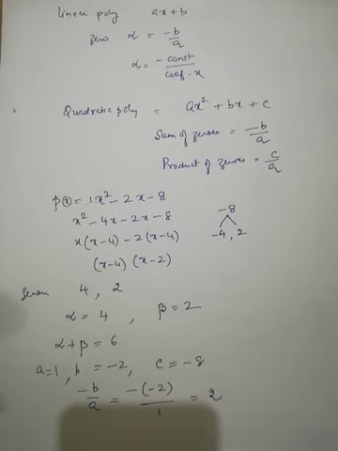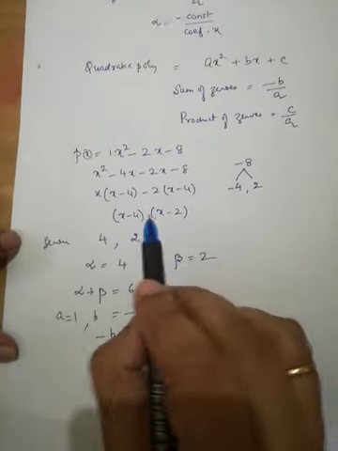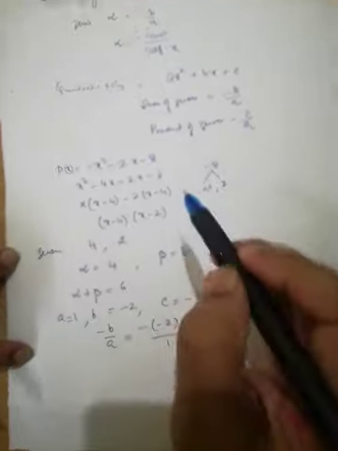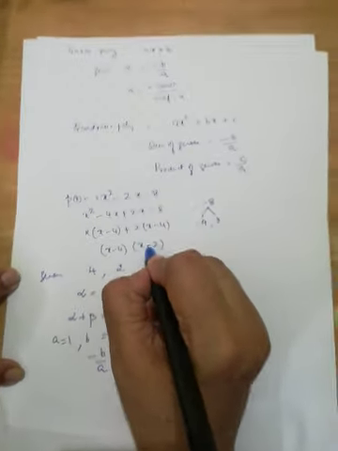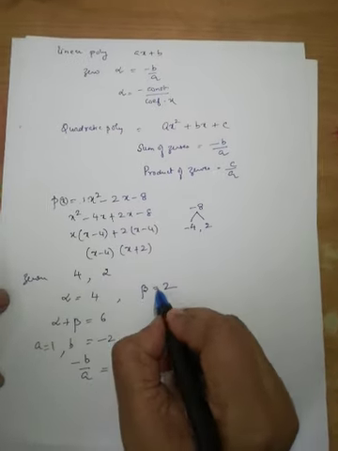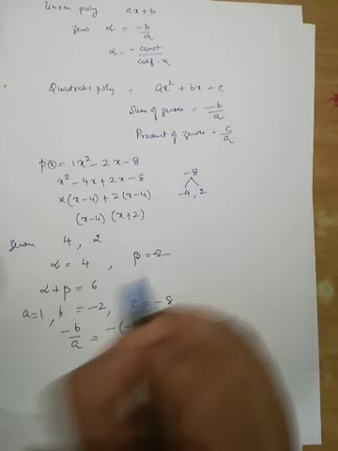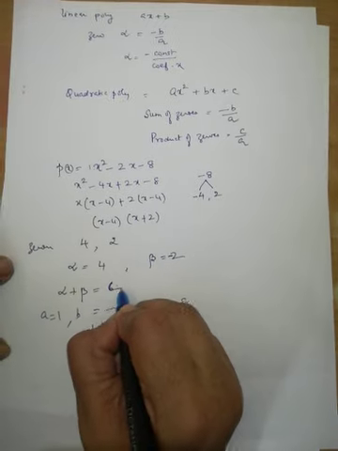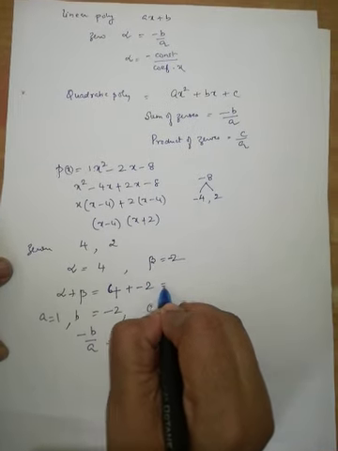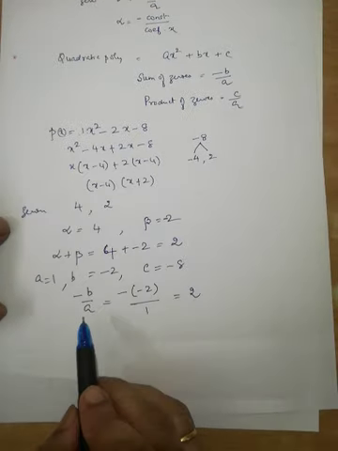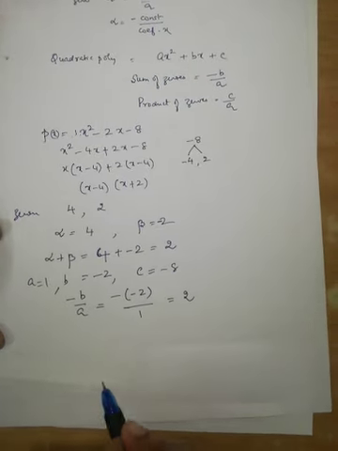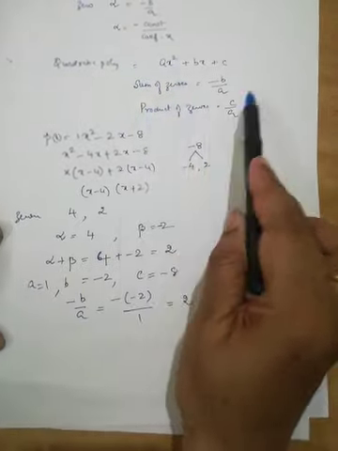We get 2. Sorry, this is plus 2. So we get beta is equal to minus 2, and alpha plus beta will be 4 plus minus 2, which is equal to 2. So we got alpha plus beta as 2 and minus b by a also as 2. That means this one is verified.